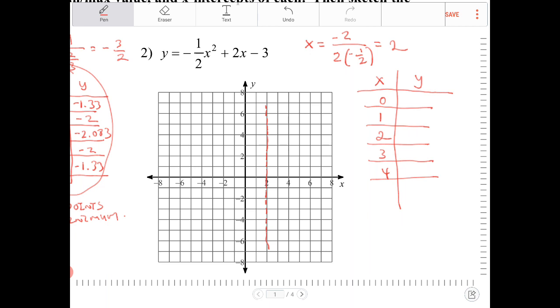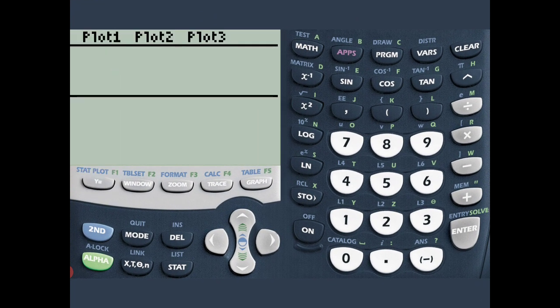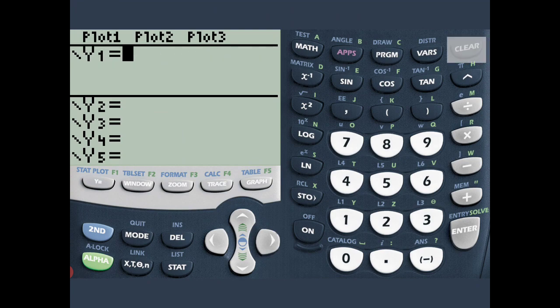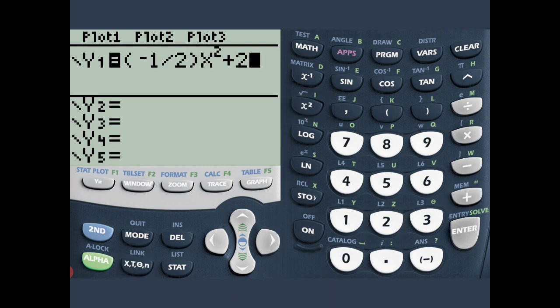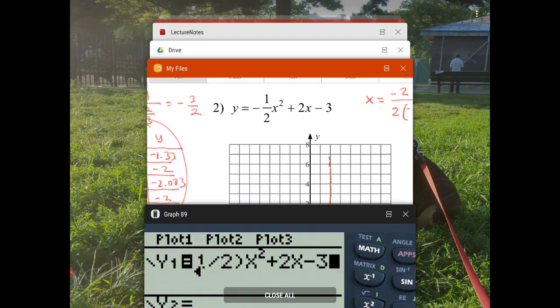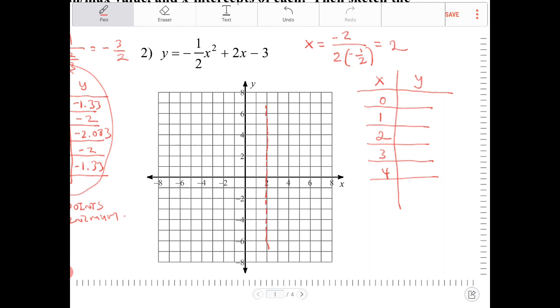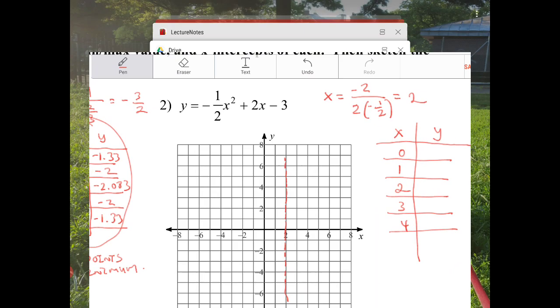So I want to jump over to my calculator and I want to enter in the equation. So I go over here and I enter in negative 1/2 x squared plus 2x minus 3. I believe that was the equation. Yes, it is. And what I'm going to do now is evaluate these at those respective points at 0, 1, 2, 3, and 4. So let's take a look.